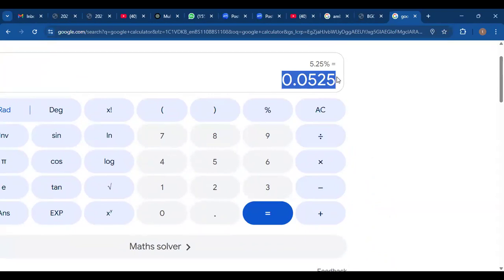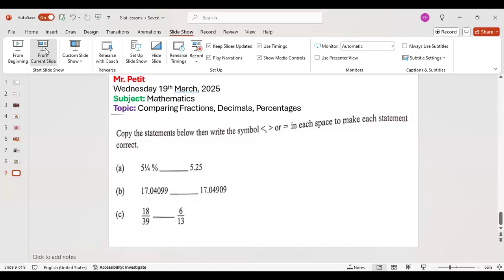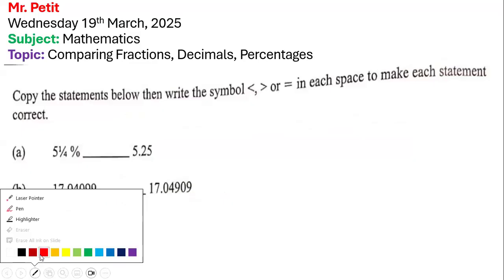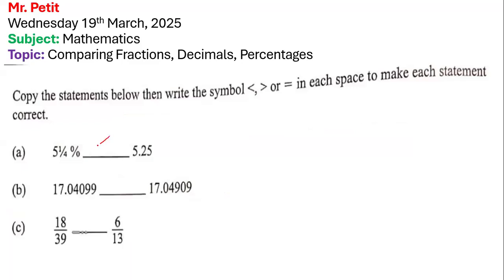Does that make sense to y'all? Let me know, please. Yes, sir. So that means the answer here is going to be what? Less than. Good. All right, hopefully we can redeem ourselves with B.